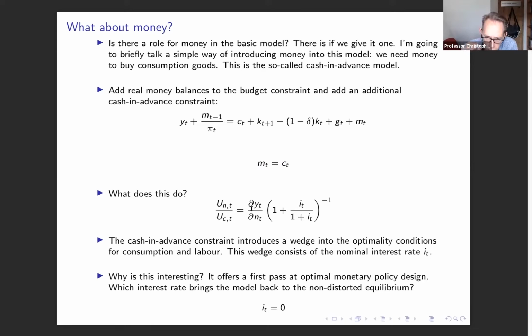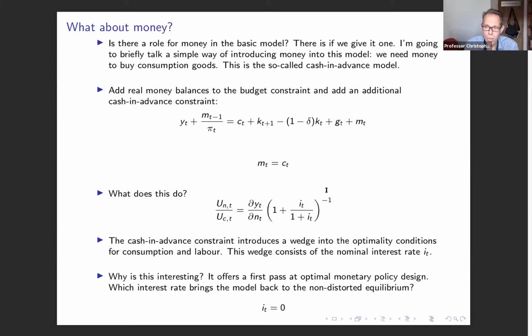And so when you introduce a cash in advance constraint, we get this extra term here, which is a function of the nominal interest rate. If you look at this blob here, this is a wedge. This cash in advance constraint introduces a wedge into the optimality condition for consumption and labor. And as I said, this wedge consists of the nominal interest rate.